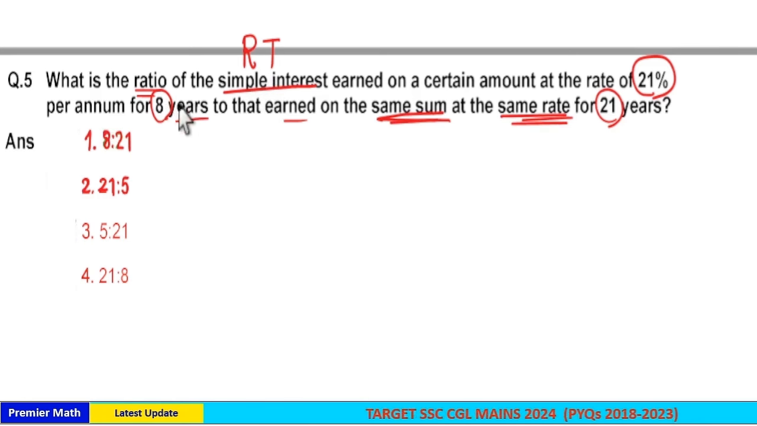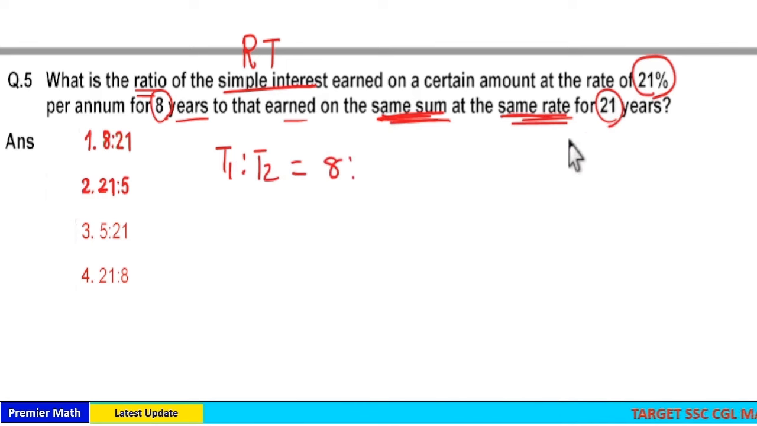So, if you take the ratio of simple interest, here R is constant, just take the T1 and T2 ratio. Because here same sum, same rate. So, in the first case, 8 years. In the second case, 21 years. So, 8 is to 21. Option 1 is your answer.